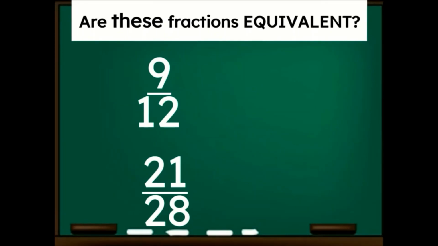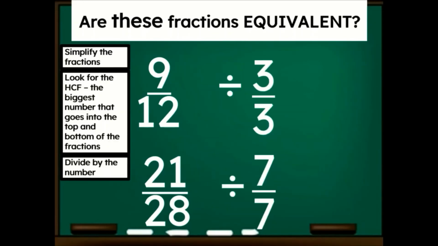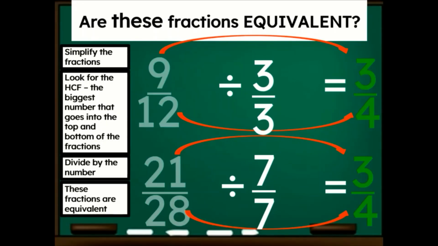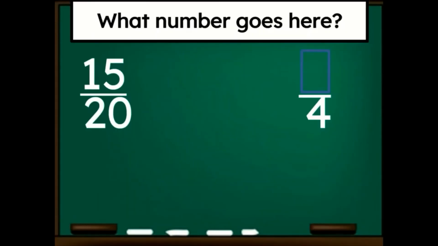9/12, well, 3 will go into both. 21/28, you need to know your 7 times tables, and that's divisible by 7. So 9 divided by 3 is 3, 12 divided by 3 is 4, 21 divided by 7 is 3, 28 divided by 7 is 4, and they are the same, so the fractions are equivalent.